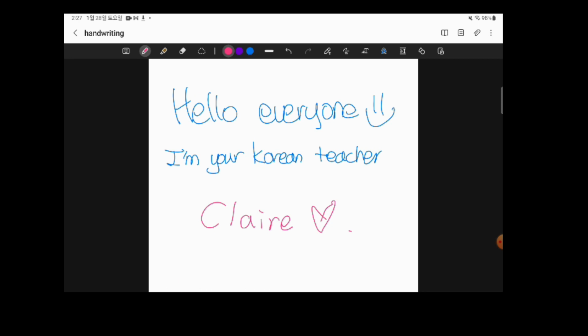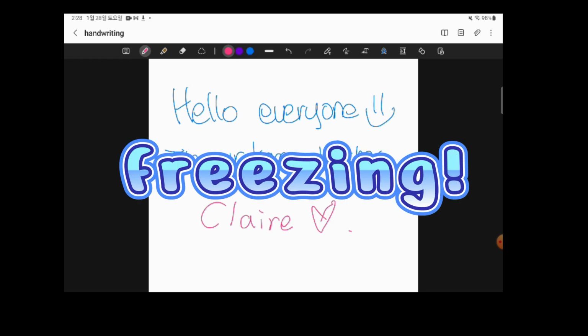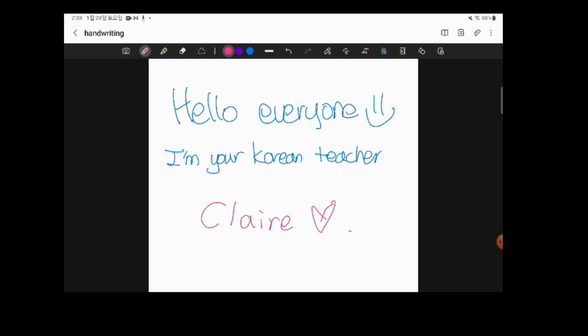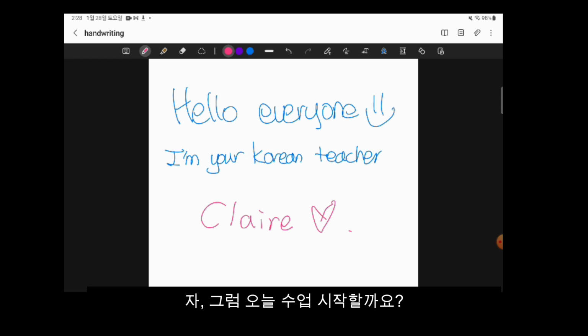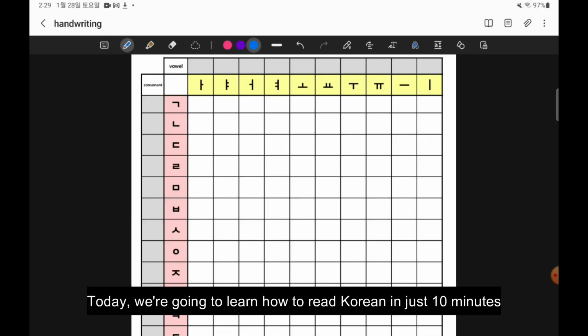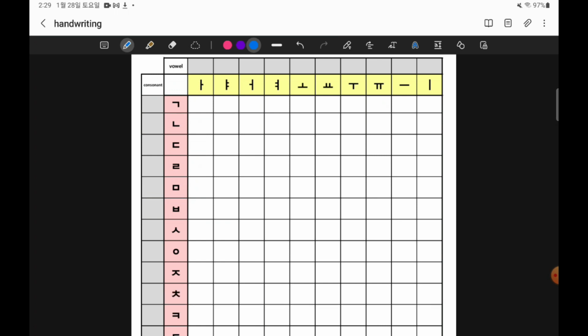How's the weather in your country? Here in Korea, it's so freezing. If you're living in Korea, please bundle up today and don't catch a cold. 자, 그럼 오늘 수업 시작할까요? Today we are going to learn how to read Korean in just 10 minutes. If you follow my lesson, then after 10 minutes, you can read Hangul anywhere.